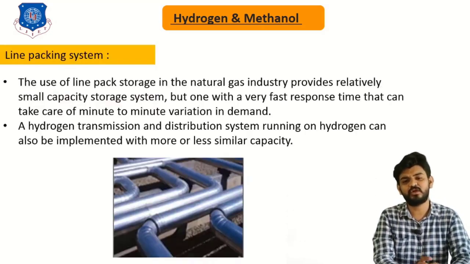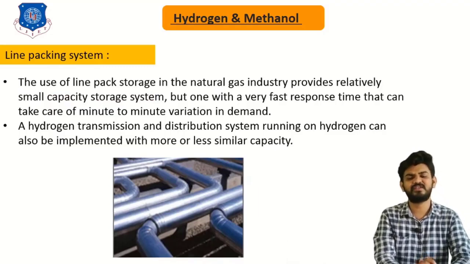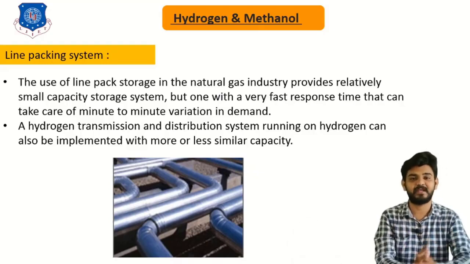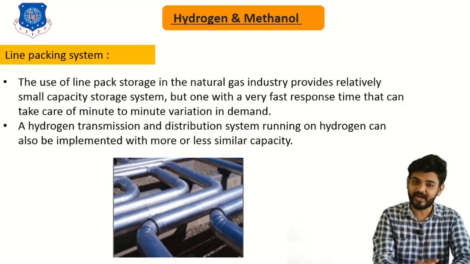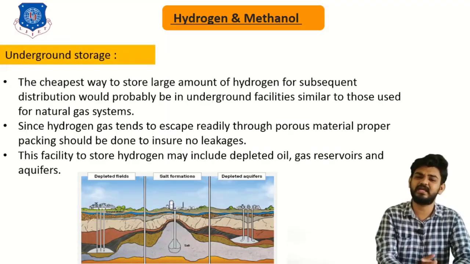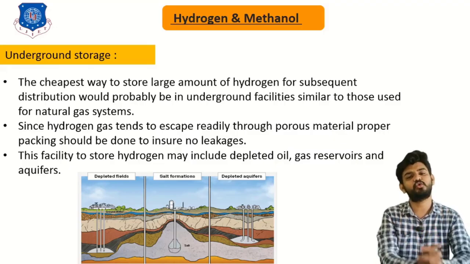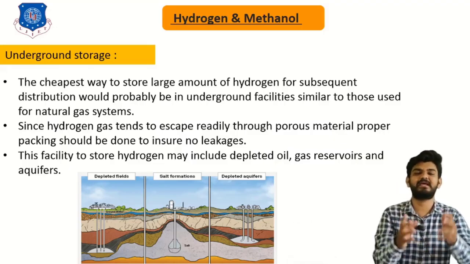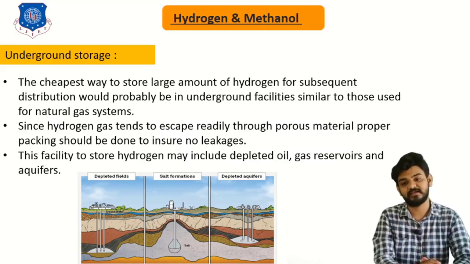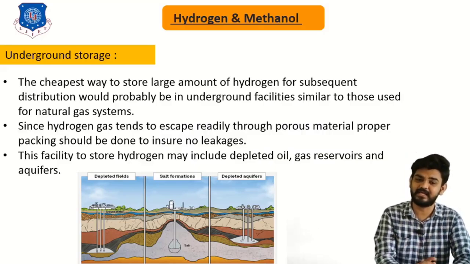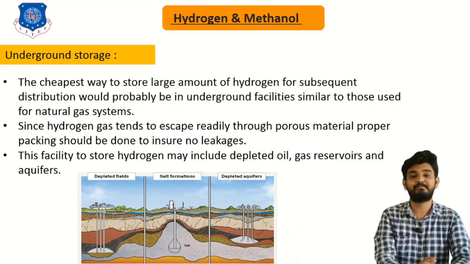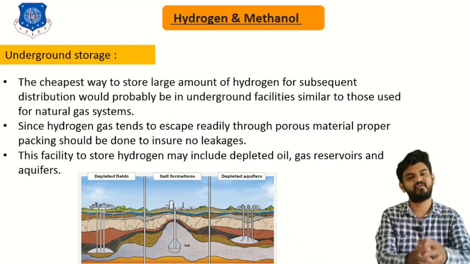The next method for the storage of hydrogen is the line packing system, in which we store this hydrogen in pipelines or a network of such pipelines, so that we can easily monitor the flow of hydrogen and utilize the hydrogen when it is required. The next type of storage is underground storage. The cheapest way to store hydrogen for distribution would probably be underground. This facility is similar to those used for the storage of natural gas. Since hydrogen gas tends to escape rapidly through porous material, proper care should be taken. This storage facility includes depleted oil and gas reservoirs and aquifers.